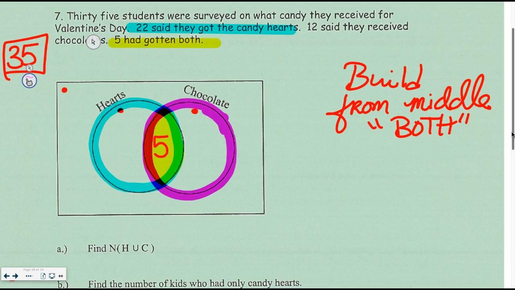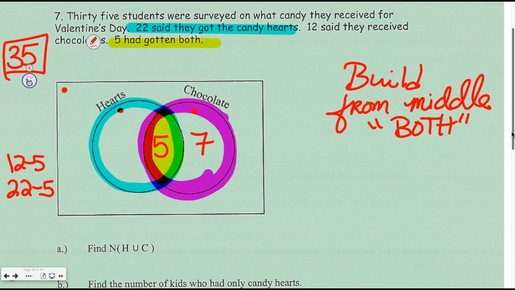So let's see, 12 said they received chocolates. That means 12 have to be in this purple circle. Well, there's 5 already in there. So I have to say, well, there's 12 who got chocolate, but 5 got both. And the ones who got both still got chocolate. So you have to subtract. You have to do 12 minus 5. 22 said that they got candy hearts, but again, there's 5 already in there, so we have to take those 5 out, and you can do that on a calculator or whatever. Now, if it said only hearts, then I put a 22 out there, but it said hearts, not only hearts. And we're going to run through another one of these too when I'm done. I'll just change it up a little bit.